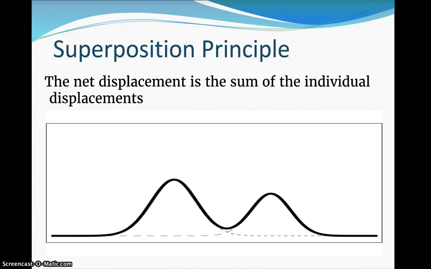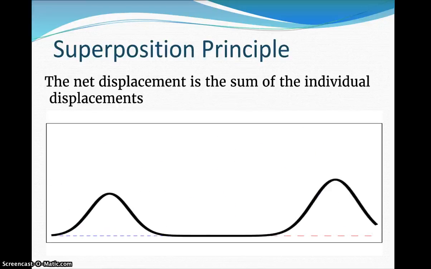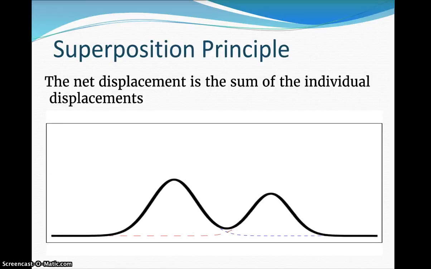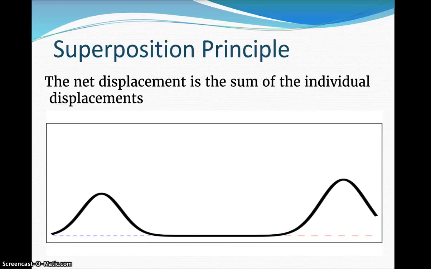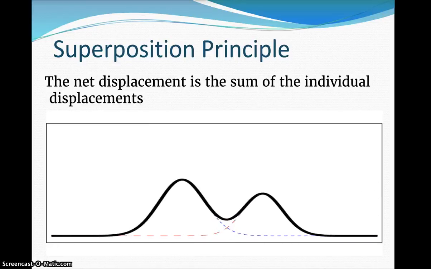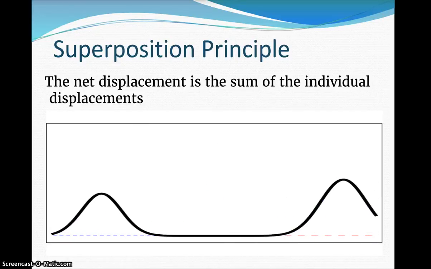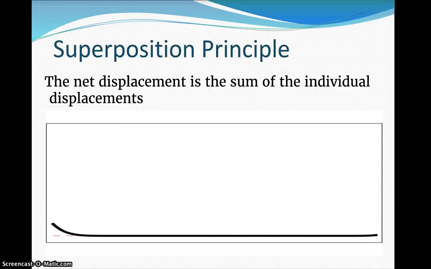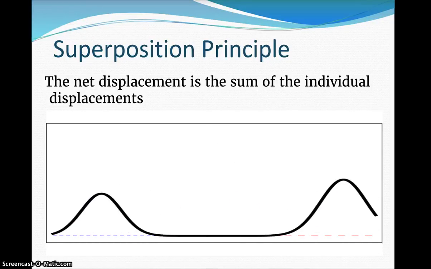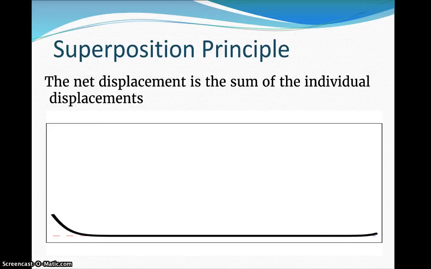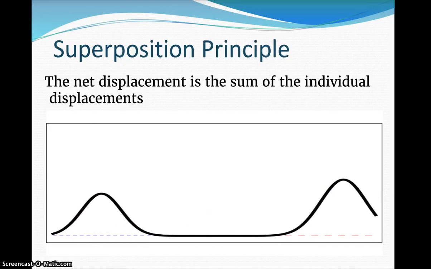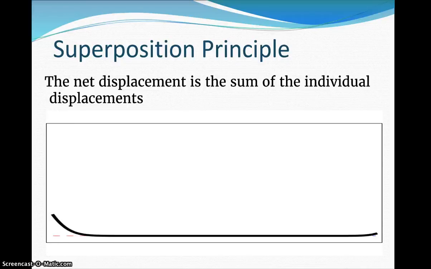So the superposition principle states that the net displacement is the sum of the individual displacements. So if the amplitudes are in the same direction, we would add them together. If they are in the opposite direction, we still add them together, but one of them would have a negative displacement or a negative amplitude. So basically, you're just combining the amplitudes of waves when they interact with one another.